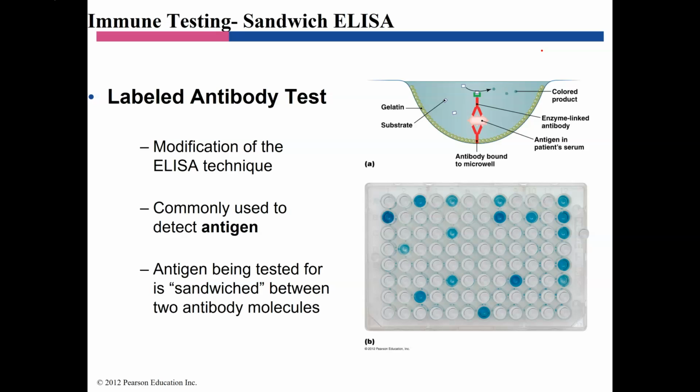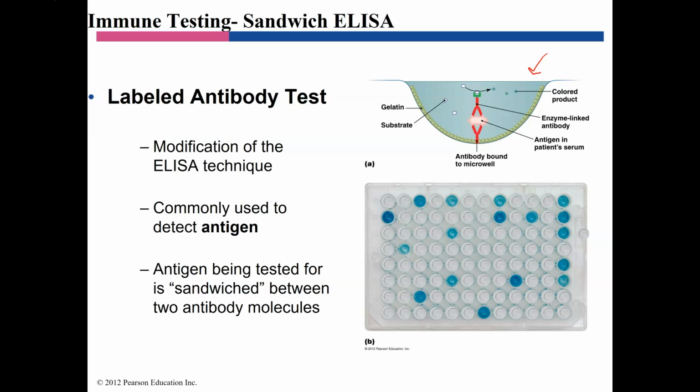This test that's shown here, which is called a sandwich ELISA, is a variation on the theme. And in this case, we're going to detect antigen in solution. The solution could be something like patient serum, but also something like a juice substance or a medical solution. And you're trying to detect if something that should not be there is present.